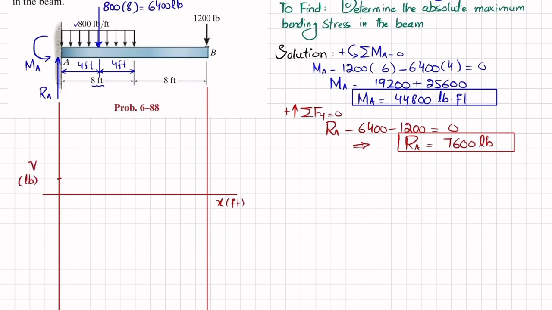Okay, let one division be 2000. So this is 2000, this is 4000, this is 6000, this will be 8000. Now at point A we have RA, which is equal to 7600. So what we will do is plot 7600. Let 7600 be this point.